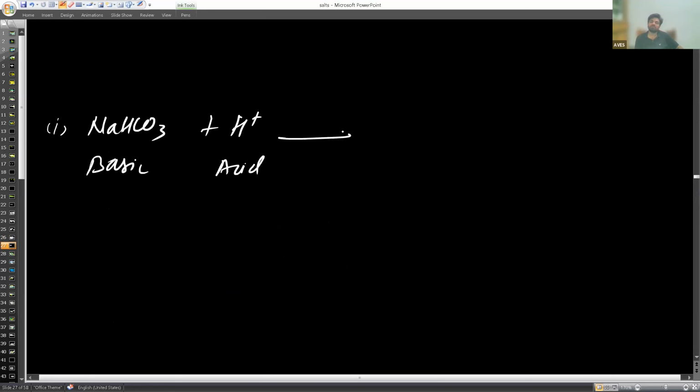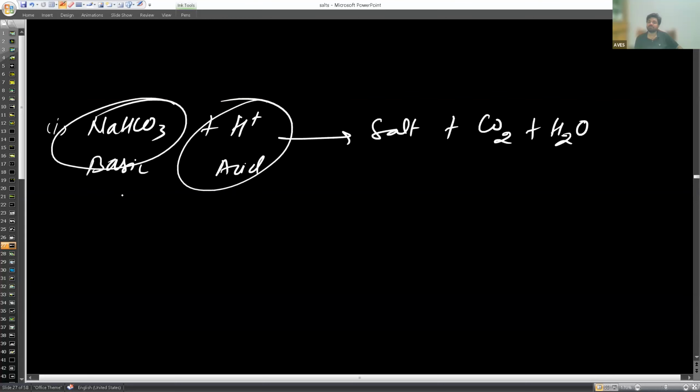Now, what is the role of this tartaric acid? Why are we adding it? First of all, to neutralize the bitter taste. Because sodium hydrogen carbonate is basic in nature, and when we add some acid to it, it will give you salt plus carbon dioxide plus water. Metal carbonate or metal hydrogen carbonate, any one of them, when reacting with acid, gives salt plus carbon dioxide plus water. It's a common reaction.